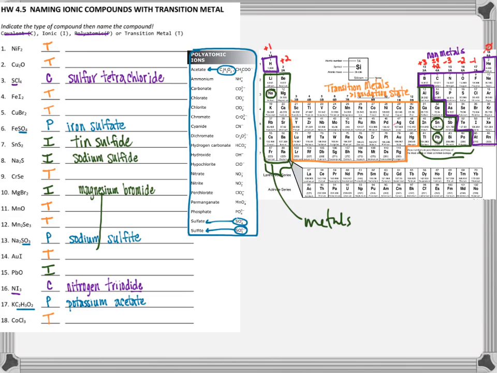Okay. Next, we have lead oxide. Okay, now I can go to my transition metals. For transition metals, you have to know the oxidation numbers. We have to figure them out.